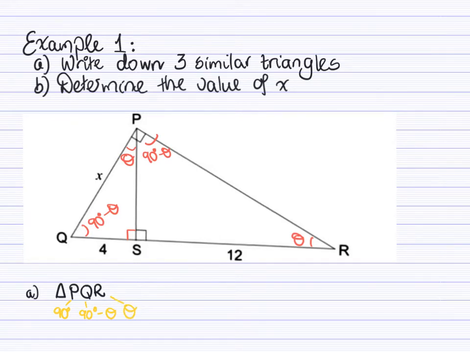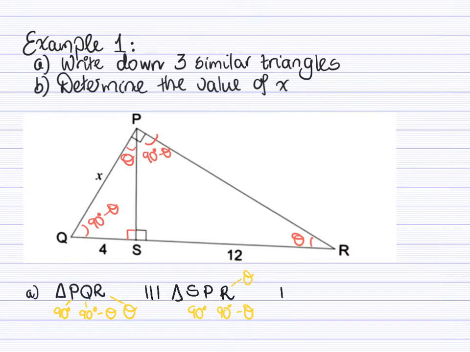Now this would be similar to triangle... Let us look at the medium-sized triangle. If we started off at 90 degrees, we need to identify another 90-degree angle there in the medium-sized triangle, and that would be S. We then went on to look at 90 degrees minus theta, and for the medium-sized triangle, we then go to P. We would then end off at angle R because that is your angle theta.